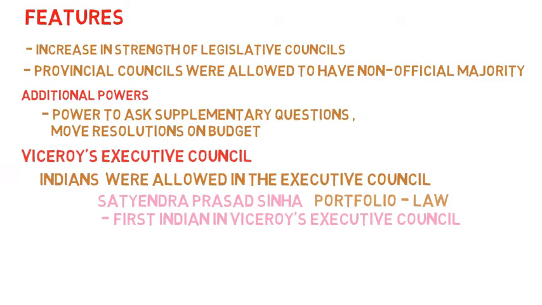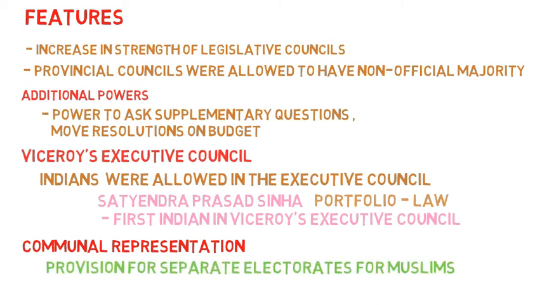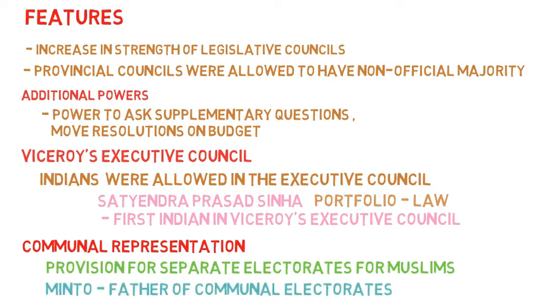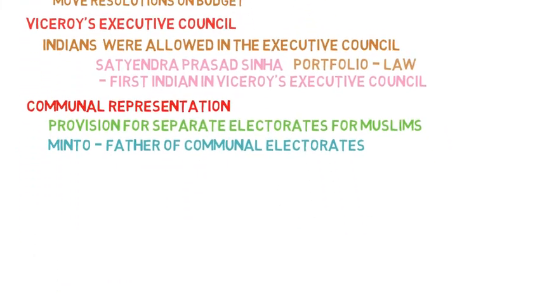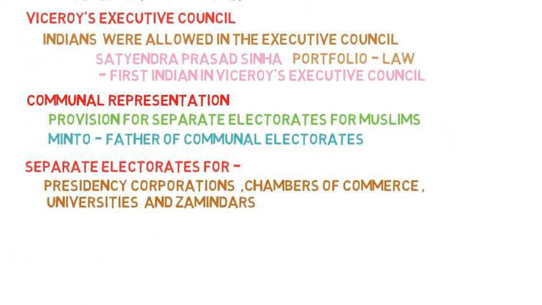The most controversial feature of this Act was the provision for communal representation. The Act allowed separate electorates for Muslims, which meant that the Muslim candidates would be elected only by the Muslim voters. This provision drew a lot of criticism from the Indian National Congress. Viceroy Minto came to be known as the father of communal electorate. Separate representation was also provided for the presidency corporations, chambers of commerce, universities, and zamindars.